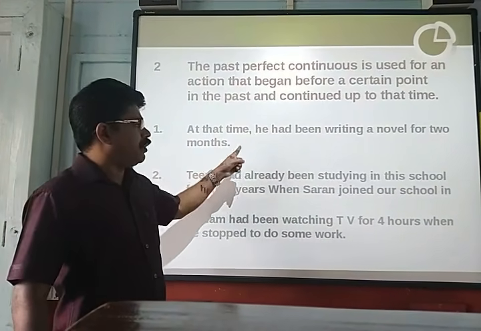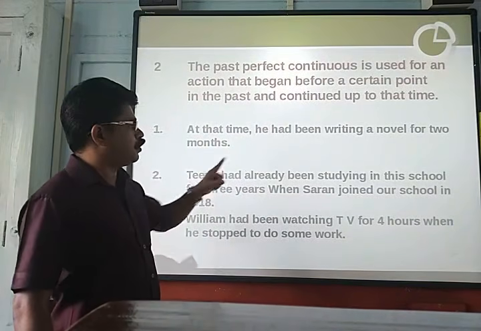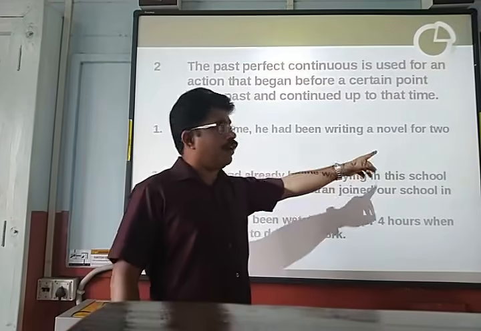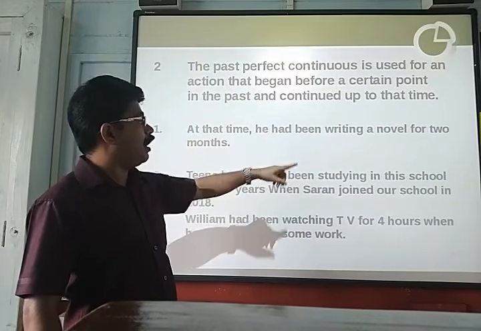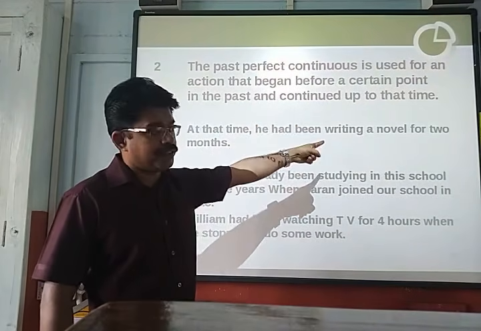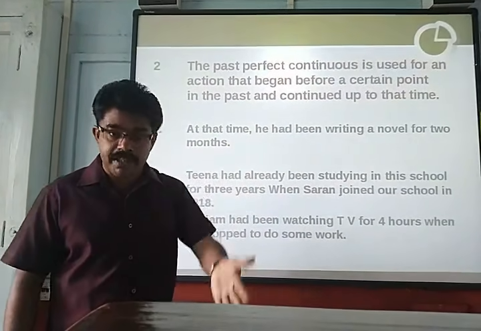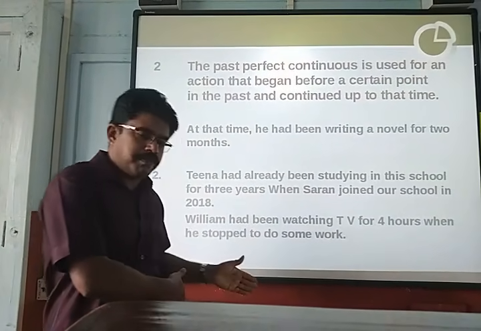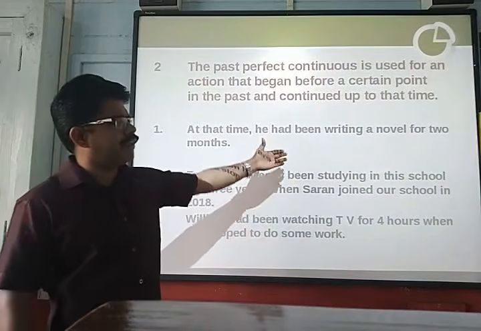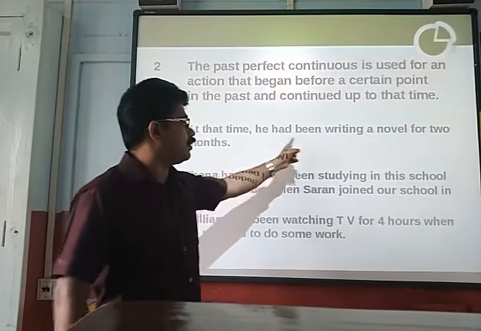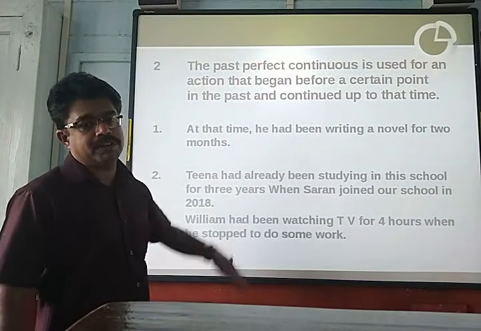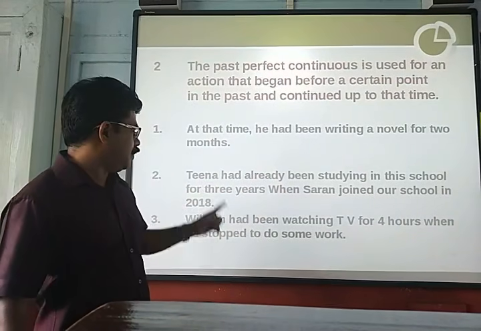Now let's take the example and we'll clarify that. At that time, he had been writing a novel for 2 months. He had been writing a novel, an activity that continued. At that time, a certain point in time, maybe when I met that person in the year 2018, at that time he had been writing. His action was going on, but that is completed at that particular point in time.